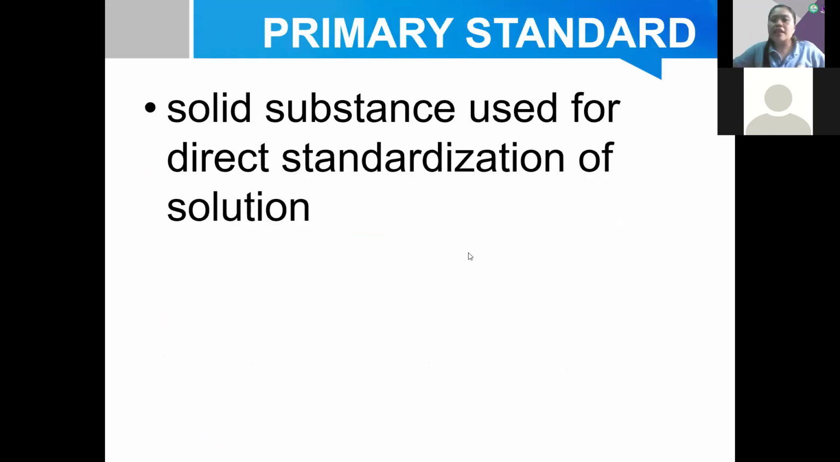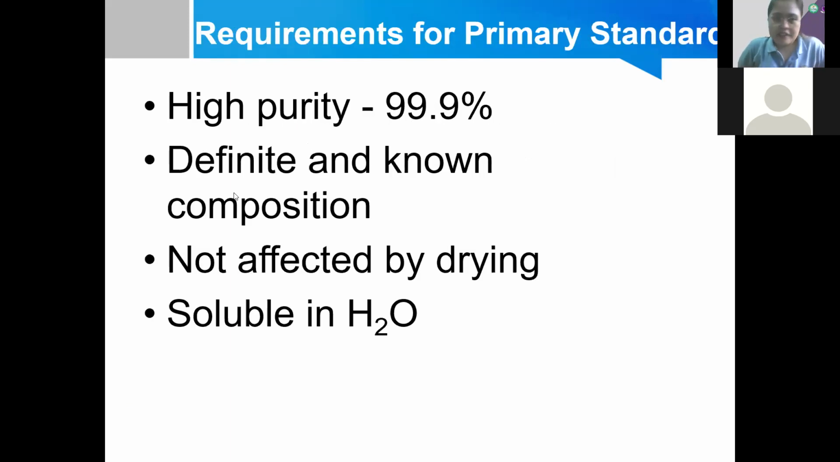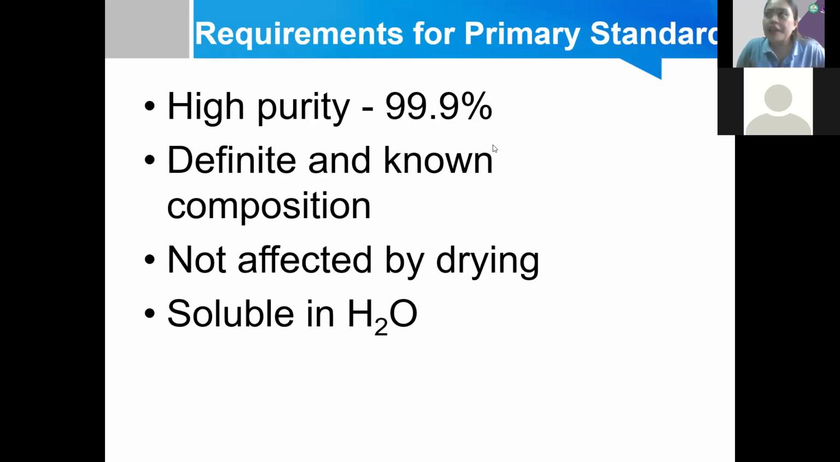So I mentioned earlier that a primary standard is a solid substance used during the standardization process. It's a solid one. But if you use a solution of known concentration, meaning it's a liquid, during the process to identify the concentration of your sample, then we call that a secondary standard. Now, we have a lot of secondary standards, but we have a limited number of primary standards. Because when you say primary standard, it has to meet the following requirements or criteria.